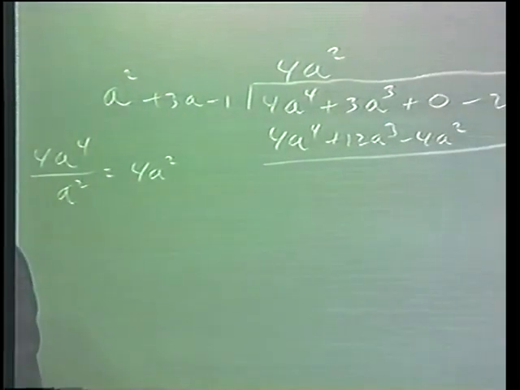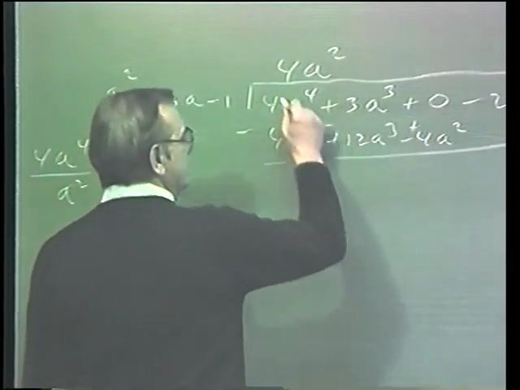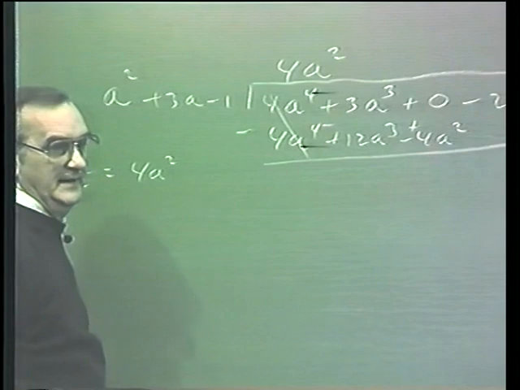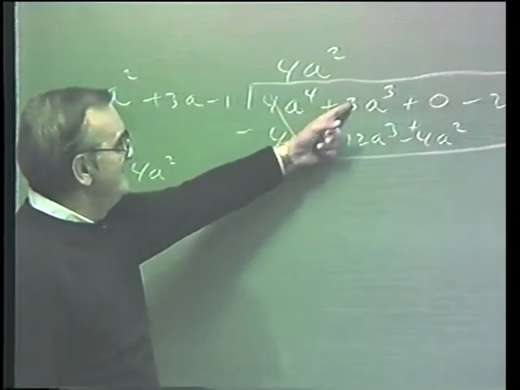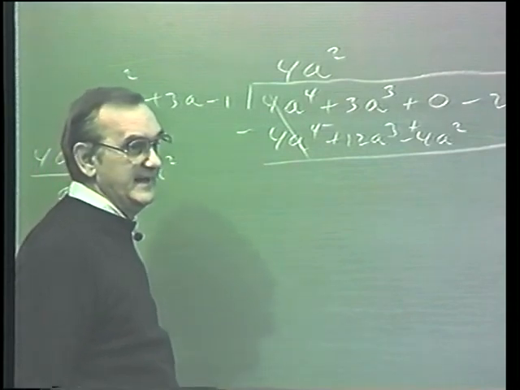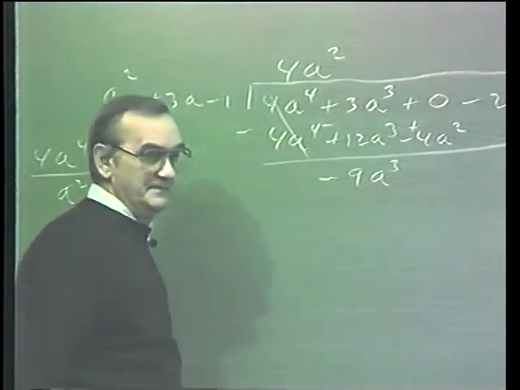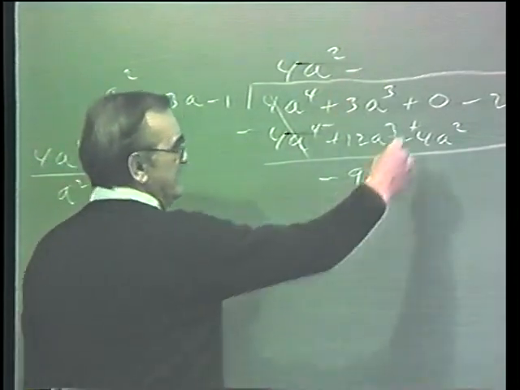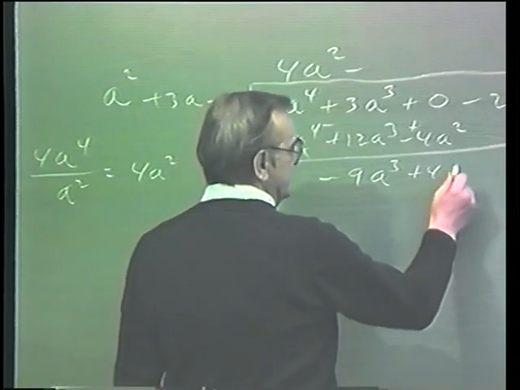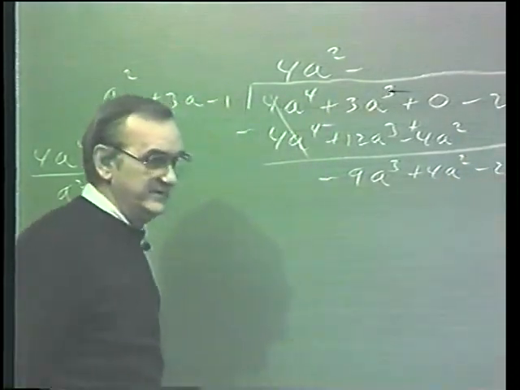We then subtract. All that means is change all the signs. Notice the first term goes out. All the way down the line, the first term goes out. We have a positive 3a to the third, and a negative 12a to the third is a negative 9a to the third. Automatically, the negative sign goes up there. We have 0 and a positive 4a squared is a positive 4a squared. We bring down the next term, which is negative 2a.